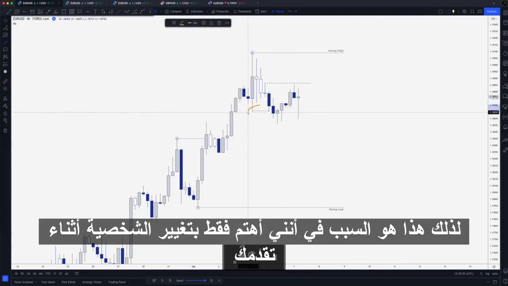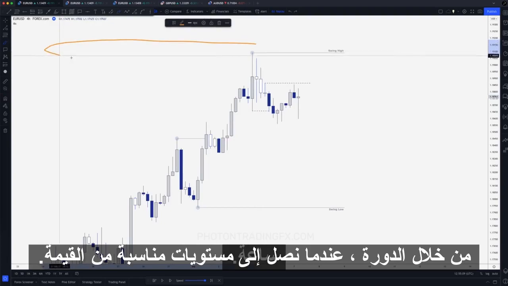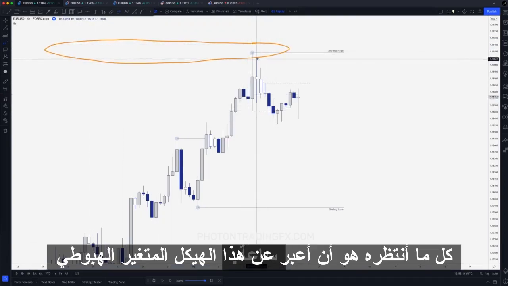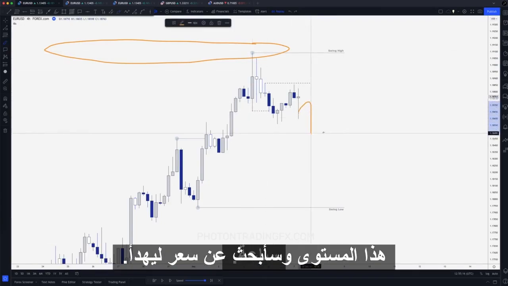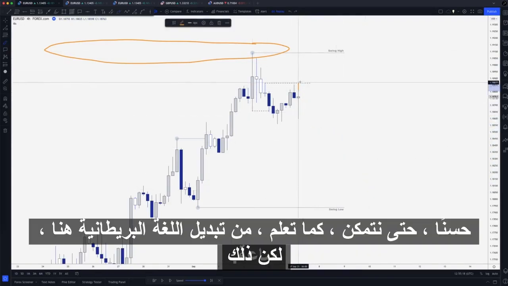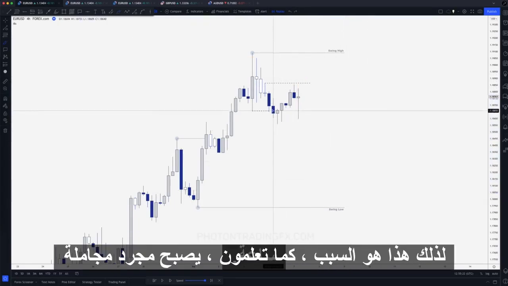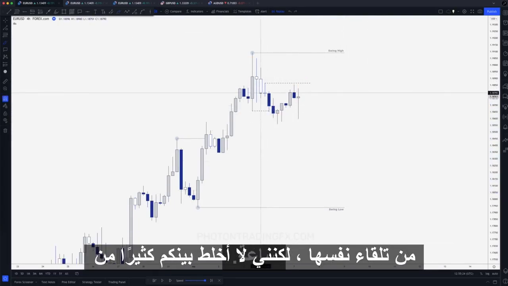So this is why, as you go through the course, I only pay attention to change of character when we come into decent levels of value. Imagine there's a nice supply zone here. All I'm waiting for is that bearish shift in structure to signify this level, and I'll be looking for price to come down. We could potentially switch bullish here, but it still doesn't mean we can't come down. So it just becomes a little bit of a confluence on its own. But I don't want to confuse you guys too much at this stage.